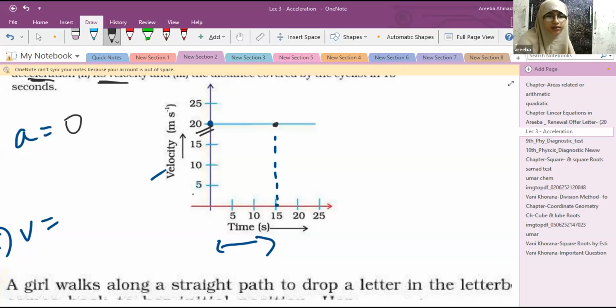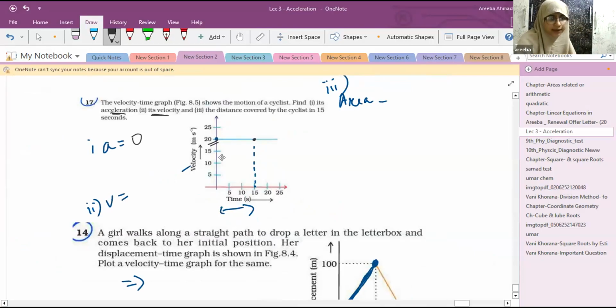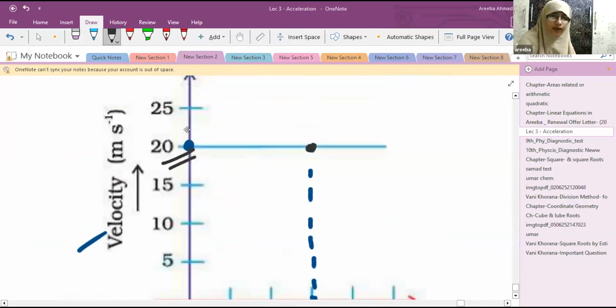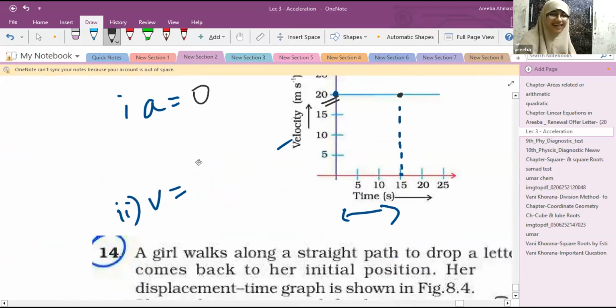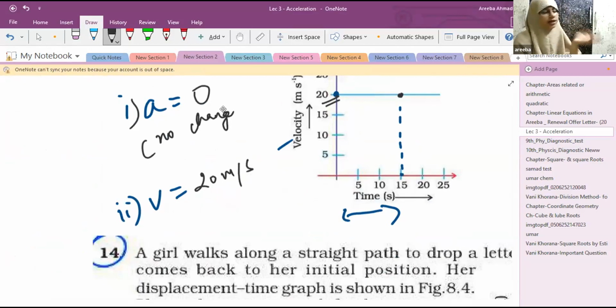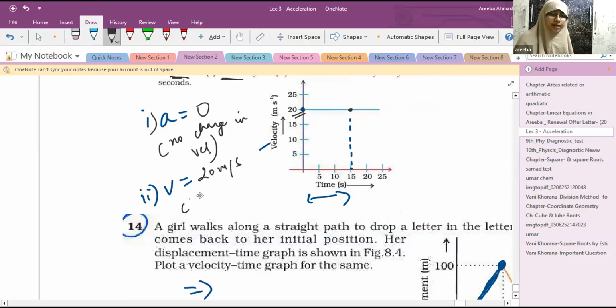Hello Abdullah, am I audible? Yes, ma'am. What is the velocity, tell me? Very direct. Look, it's 20. Sometimes don't think too much. The first two parts were easy. a is 0, why? Because there is no change in velocity. Earlier also it was 20, now also it's 20, no change in velocity. This will be the reasoning. Velocity is 20 meter per second, from the graph we can see directly.